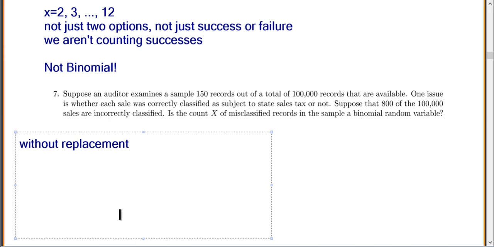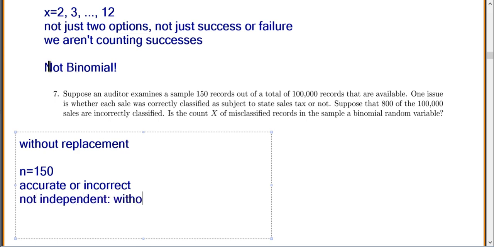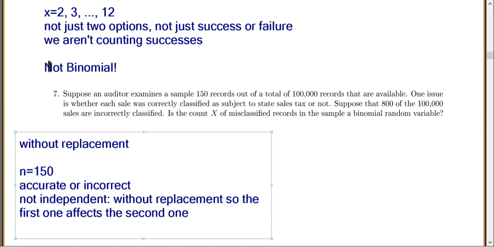First you say, how many times am I doing it? We know we're taking a sample of 150, so n equals 150. Then you want to see, is there a success or failure? In this case, it's accurate or incorrect. So that's correct. Good. Then you want to say, are they independent? Does one affect the next one? No, these are not independent because it was without replacement. So the first one affects the second one, etc.